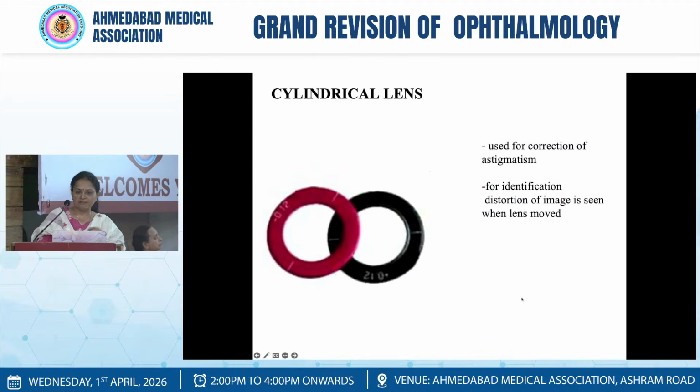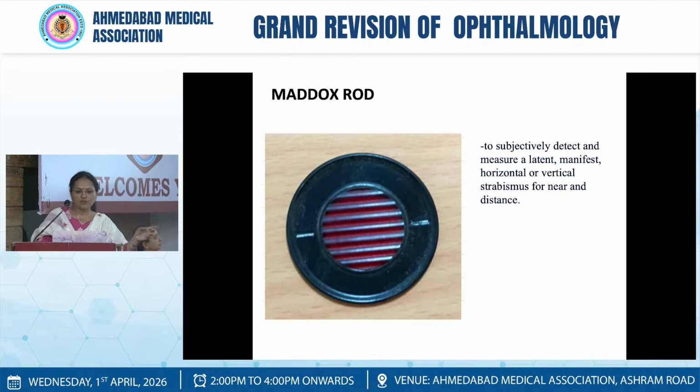Cylindrical, wavy lines. Maddox rod to detect the horizontal or vertical strabismus. Cylindrical, you can see the cylindrical rods. So point of focus is converted into the lines.